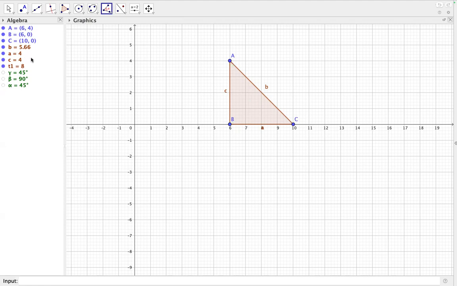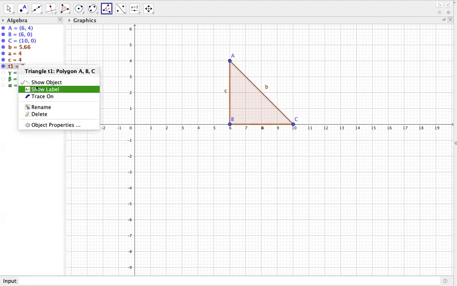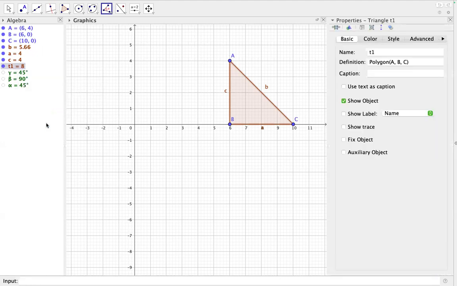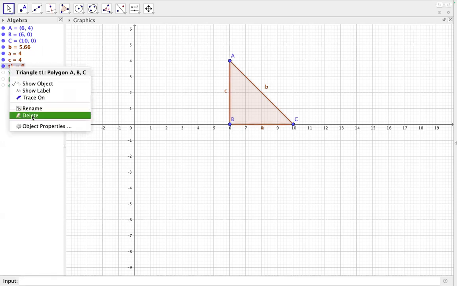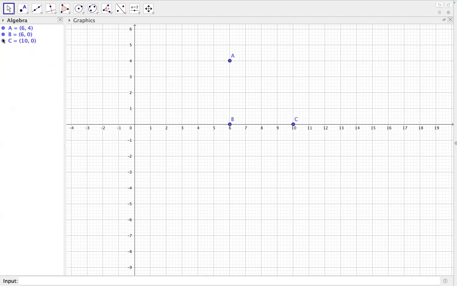All right, so this right angle triangle turns out to be an isosceles triangle as well, because you can see that the two sides are equal from the algebra view. A is equal to C, but I don't want that. I don't want an isosceles triangle because the proof has to be random. Some people might think this proof only works for isosceles triangles. So I'm going to increase the point of C a bit.